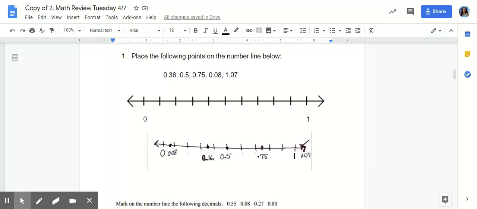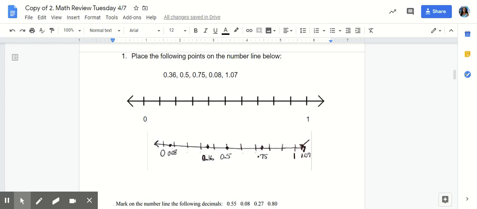So for our first problem today, we're going to place the following point on the number line below. Now remember, you should have already completed this and you should have scratch paper and a pencil in front of you. Or you should also have this open in another tab. So when we're placing numbers on a number line, we're going to be thinking about which makes the most sense.